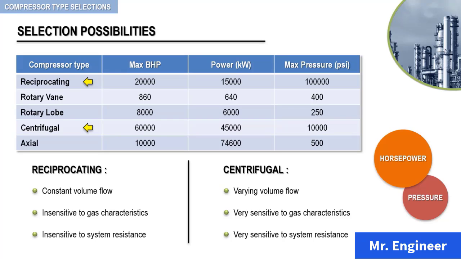So, if, for example, you need to purchase a compressor for your plant air or instrument air system, it is better and recommended to go for a reciprocating compressor rather than a centrifugal compressor. Since your plant or instrument air demand will require a constant flow regardless of system resistance, and this can only be achieved with a positive displacement compressor.